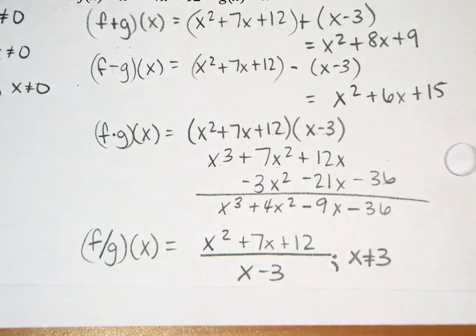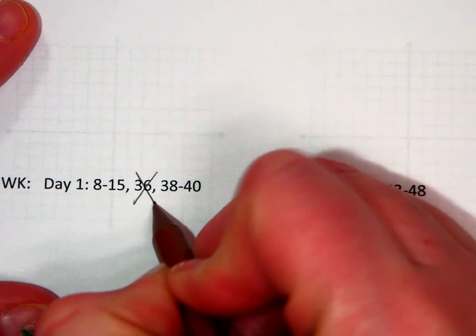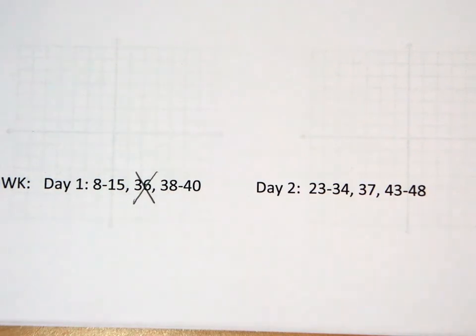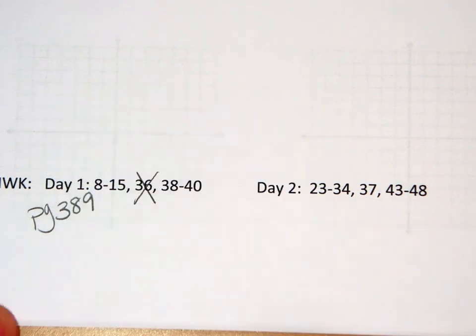So your homework is on the other page. So if you take your note packet and you flip it over, it says 8 through 15, do not do 36 and 380, and it's around page 389, I think is what the book said, or 399. I don't know page numbers in your book.